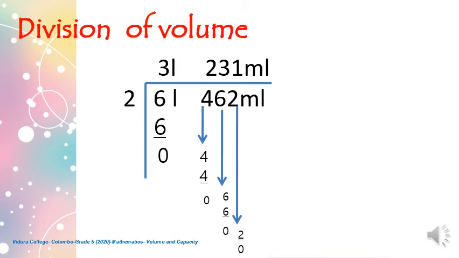In the milliliter column, you take 4 down next to the 0 you got after subtraction. So 2 times 2 is 4. 4 minus 4 is 0. Take 6 down. 2 times 3 is 6. Once again subtraction, 0. Take 2 down. 2 times 1 is 2, and there is no remainder. So the answer is 3 liters and 231 milliliters.